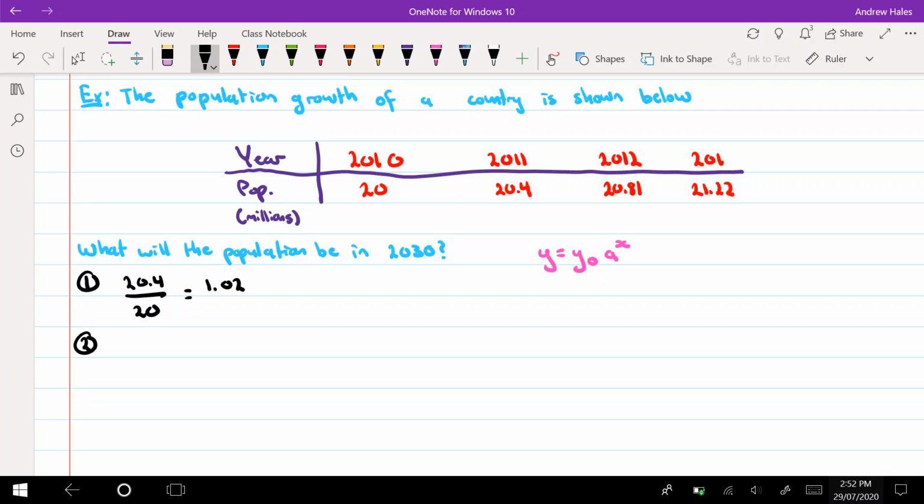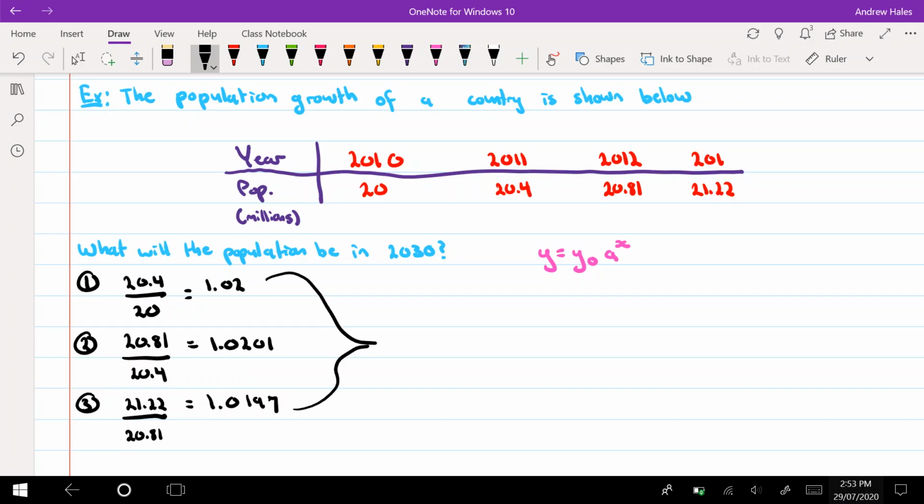So then we'll do 20.81 over 20.4. That gives you 1.0201. And then we have 21.22 over 20.81. And that is equal to 1.0197.